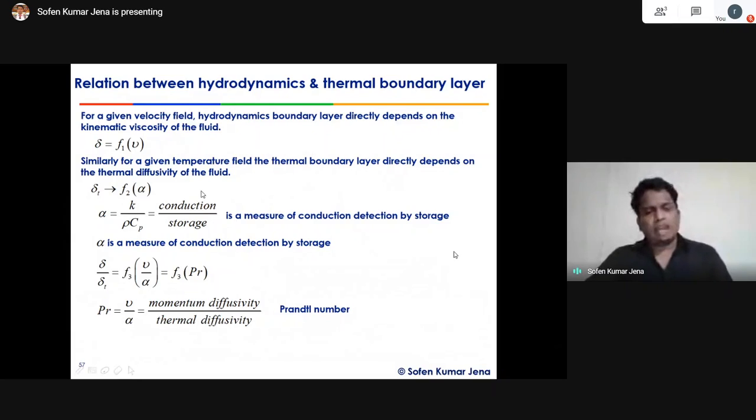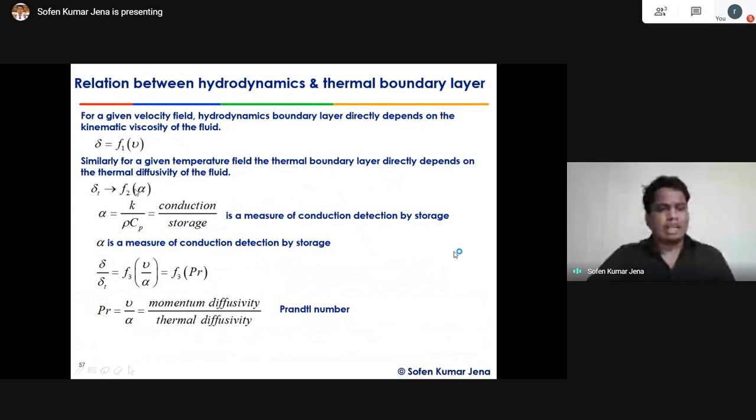This conductivity decides how much heat is conducted from one place to another place. Rho Cp is called heat capacity. This defines the amount of heat storage at a particular place, right? So this alpha, the thermal diffusivity, defines the ratio of conductivity to storage. Basically it is telling, if heat is coming to a position, how much is going to be conducted to the next position and how much energy is going to be stored in that same position.